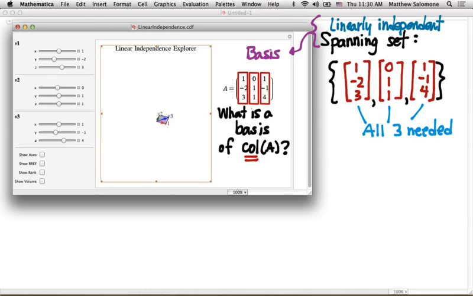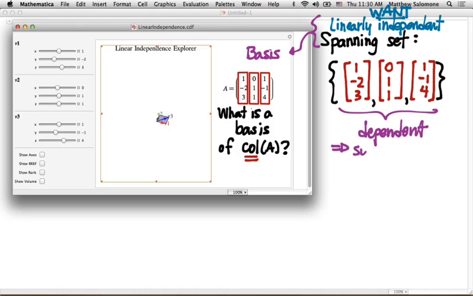So the question of whether all 3 are needed is answered in the negative, because we found a moment ago that this set is in fact linearly dependent. And why does it matter? Because this is what we want, I should have made that clear. What we want is a linearly independent spanning set. And right now we have a spanning set, but it is not linearly independent, which means that there's some redundancy.